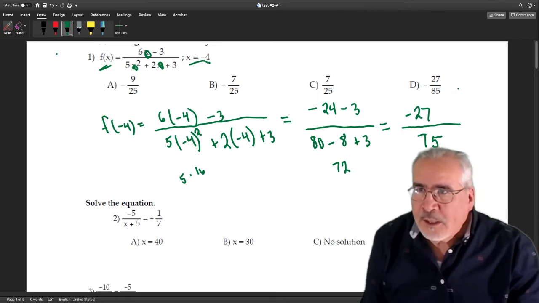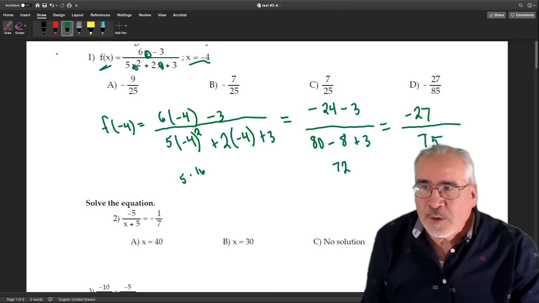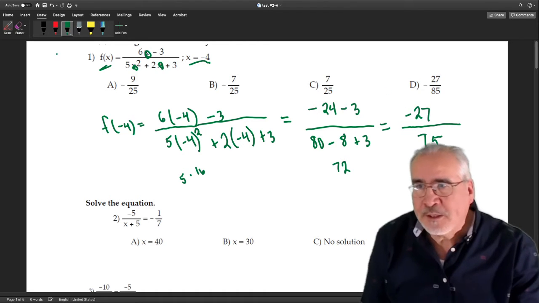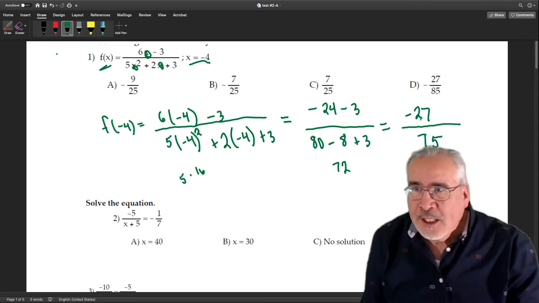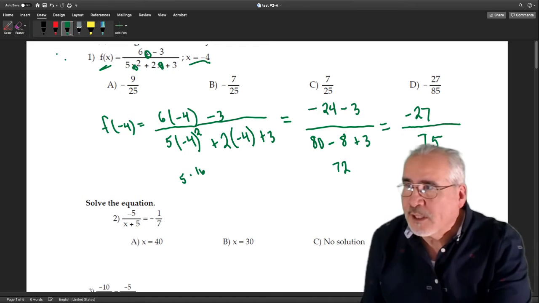And oh man, I'm stuck because we've got -27 over 75. Well, what happened? The number 3 actually goes into both of these. So at first you're looking, and 3 can divide into both of these. It's nice that we have this here.